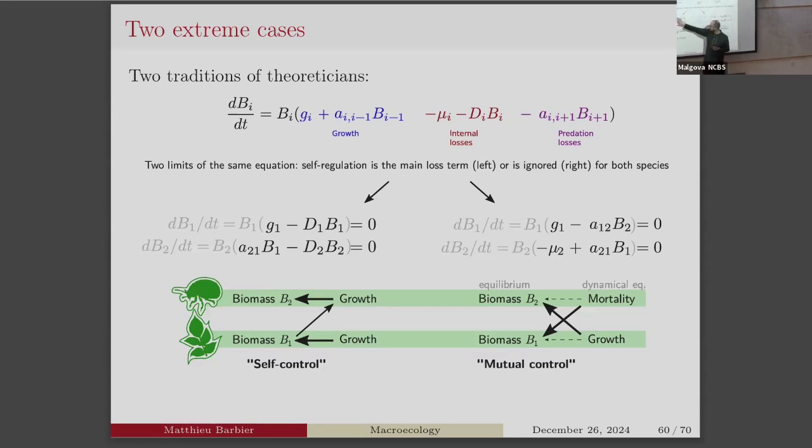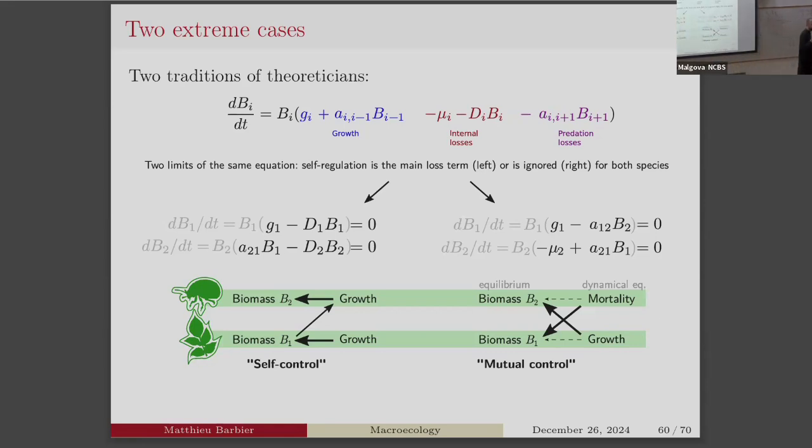This is very different from the opposite intuition. If self-regulation is very strong and you can ignore the other terms, I don't want to go into all the details, but if A11 or D1 is very large, what you have is simply that the equilibrium of each species is fixed by its own traits, right? It's the growth of species 1 that fixes the abundance of species 1. It's the growth of species 2 and attack rates and whatnot that fixes the abundance of species 2.